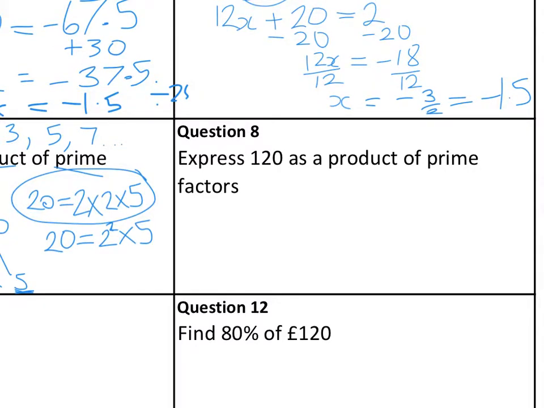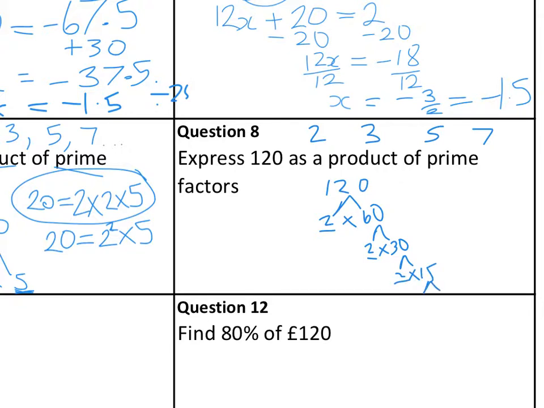120, do the same thing. 2, 3, 5, 7. 120. 2 times 60. Stop. 2 times 30. Stop. 2 times 15. Stop. Now 15 isn't in the 2 times table, so I can't use 2, but it is in the 3's.